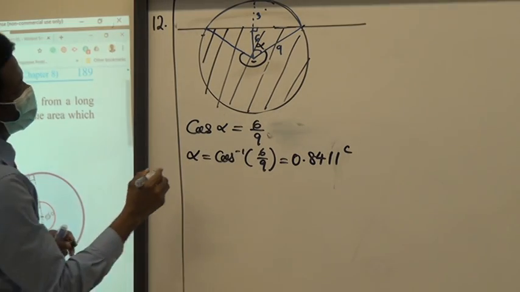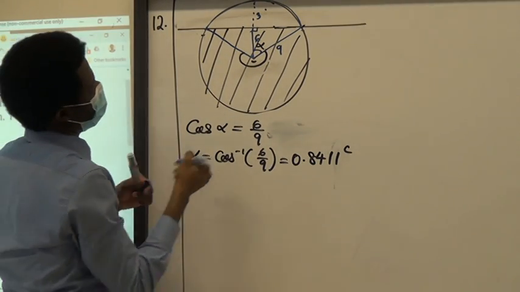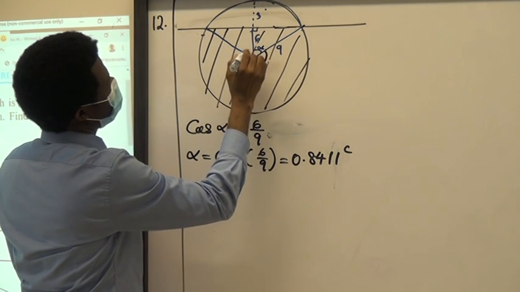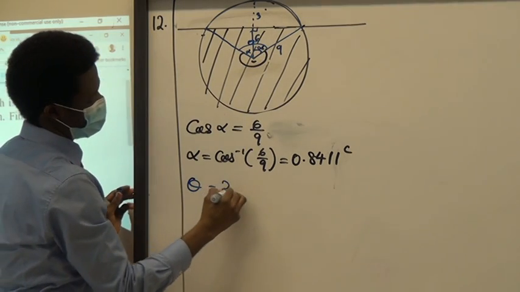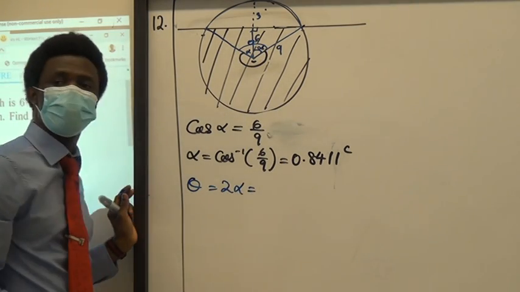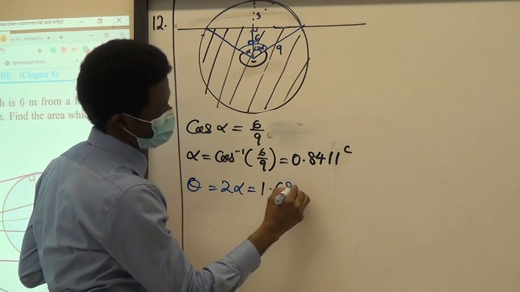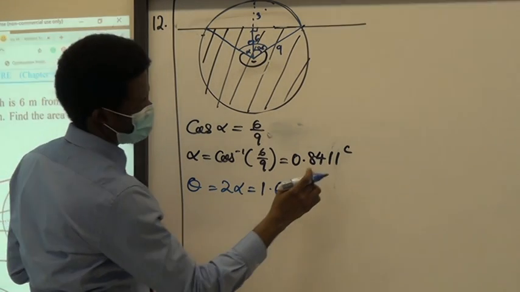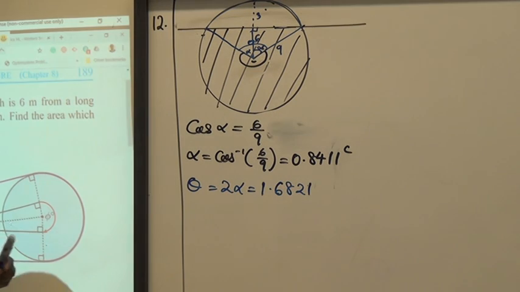Okay. So which means the angle at the center, if I call that theta, for example, this is alpha, and this is theta. So basically, theta is 2 alpha, which is twice this. What's that? 1.6822? Okay, I think they multiplied the whole thing. Yeah, maybe times the 2, that's fine.